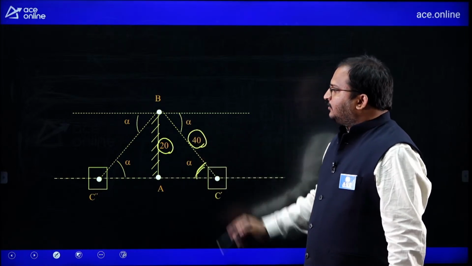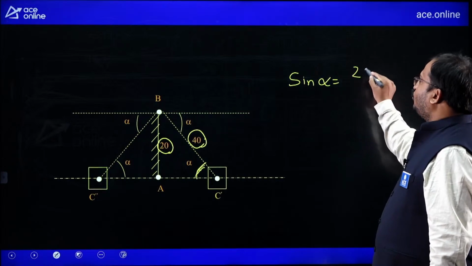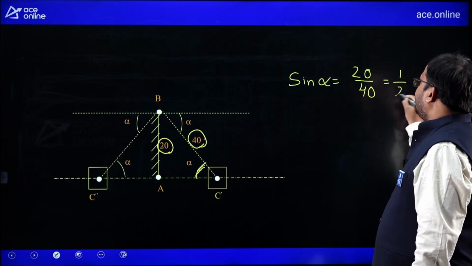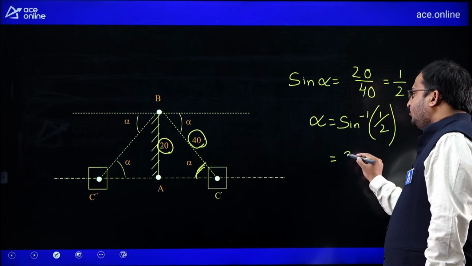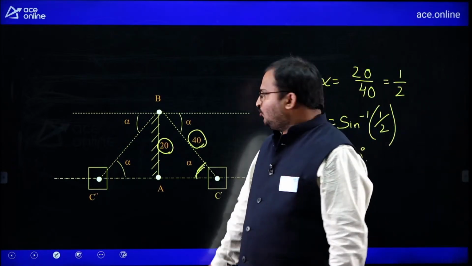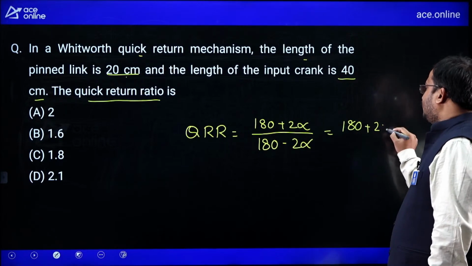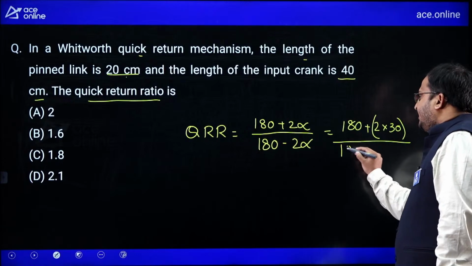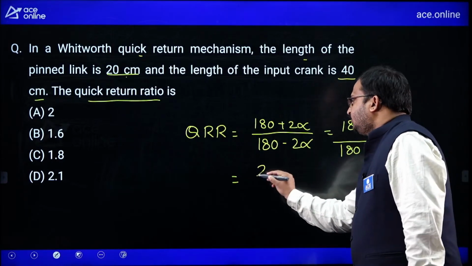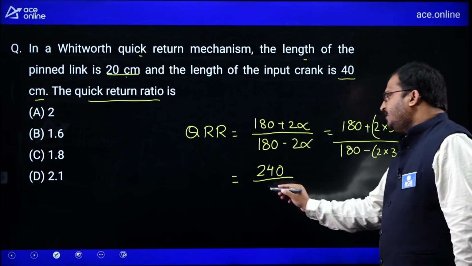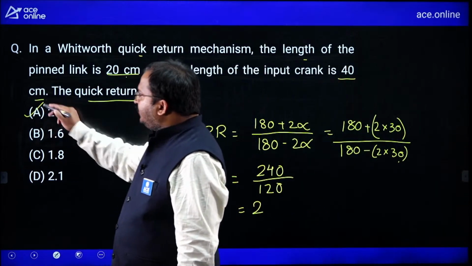Alpha is here. Okay, so if we take sin alpha, sin alpha is opposite side by hypotenuse. So 20/40, this will be 1/2. Alpha is equal to sin inverse 1/2. Sin inverse 1/2 value is 30 degrees. Sin 30 gives 1/2. Okay, so alpha value is 30 degrees. Now substitute it here, 180 plus 2 into 30 by 180 minus 2 into 30. So 180 plus 60, this will be 240, dear students, by the denominator 180 minus 60, this is 120, so we get 2. So option A will be correct for this question.